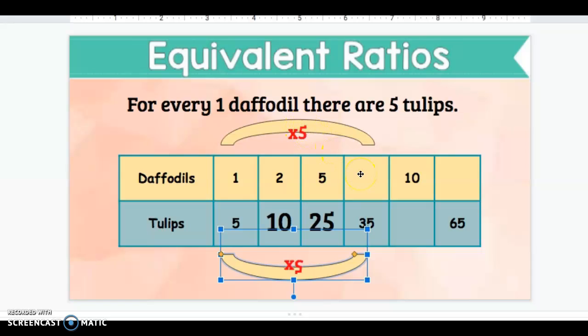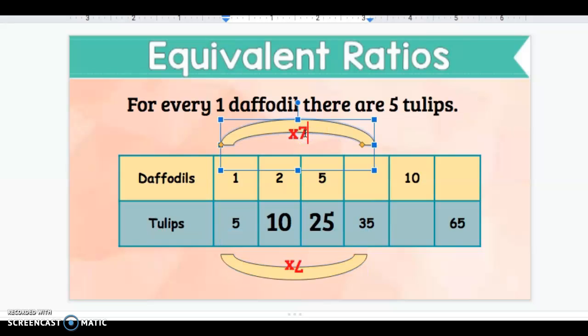Oh, well, there's nothing there, so we gotta pump the brakes a little bit. Let's look at the bottom and see if they gave us a number. 5 times what gives you 35? Okay, well, I know 5 times 5 is 25. 5 times 6 is 30. 5 times 7. So whatever I do to the top, I have to do to the bottom. So 7. So 1 times 7 is 35.